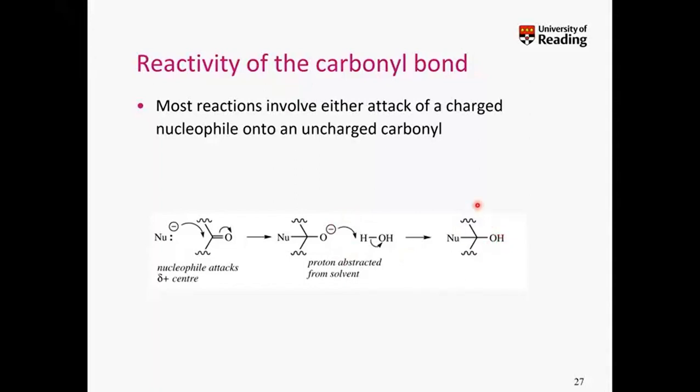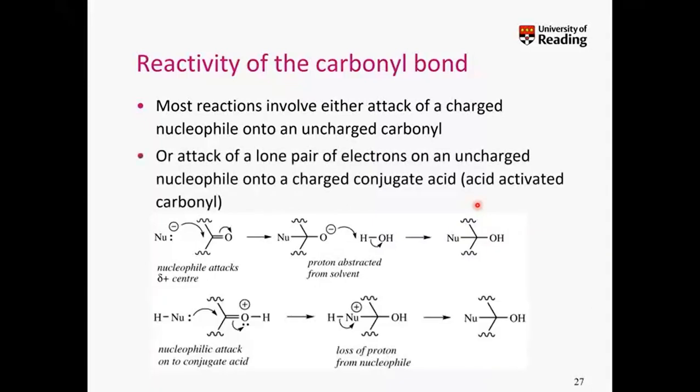So it's either that, or we take an uncharged nucleophile, using a lone pair of electrons from an uncharged nucleophile, and we react it with a carbonyl group that we've activated in some way. In this case, we have protonated the carbonyl group. So we've done the electrophilic addition first. That's formed this positive charge on the oxygen, which we've seen the resonance structure that tells us that actually the positive charge mainly sits on the carbon, makes the carbon very electron deficient.